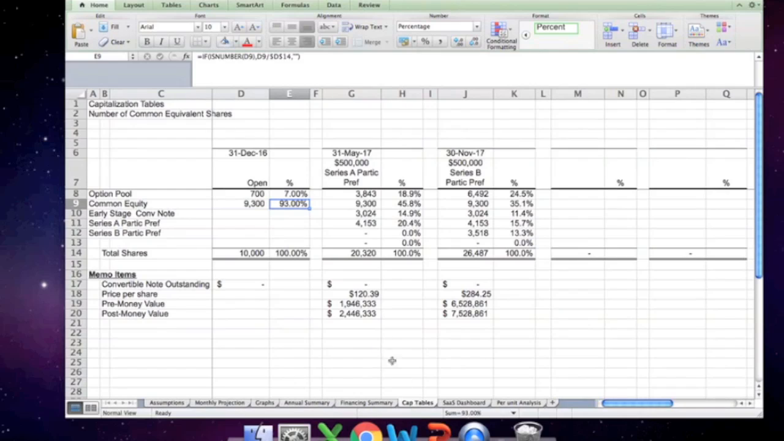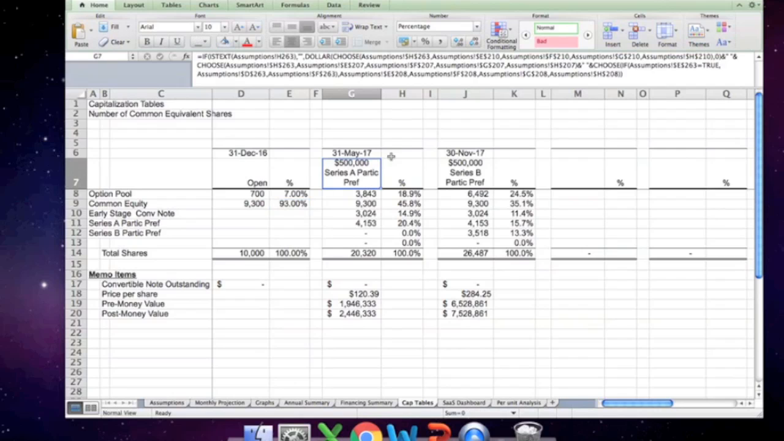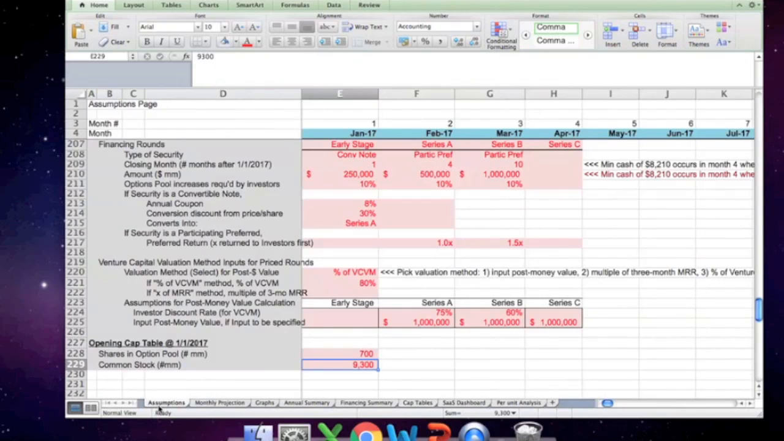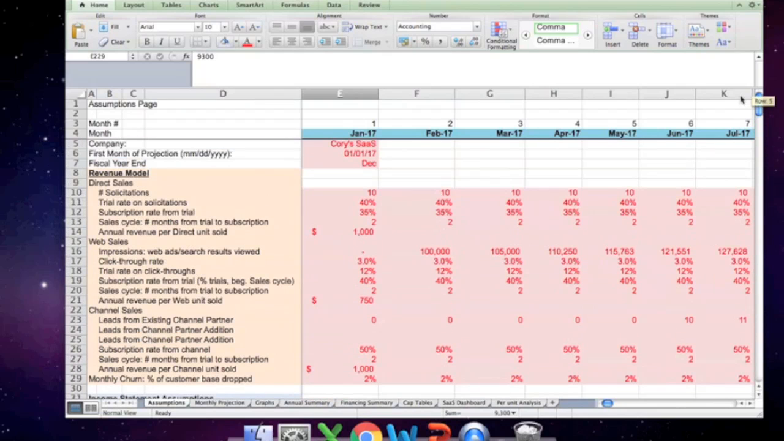Cap tables are shown as well. Again, no cap table particularly relevant for the first round, which is a convertible note. You just want to know what the convertible note is. Then there's a Series A and a Series B. And you can see the percentage of the companies given up in each. That pretty much does it. With this, you have the fundamentals of putting together your financial projection.